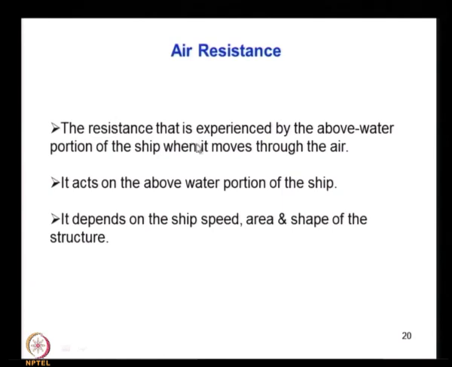The resistance that is experienced, as I said, is on the above water portion of the ship as it moves through the air, that is air resistance. It acts on the above water portion of the ship, and it depends on the ship's speed, the area and the shape of the structure. Area means the exposed area to the direction of the wind, and also the shape, whether it has a very streamlined shape or a blunt shape. With a blunt shape, it will have more resistance, more air eddy formation, and drag will be more. So, these aspects you have to consider.